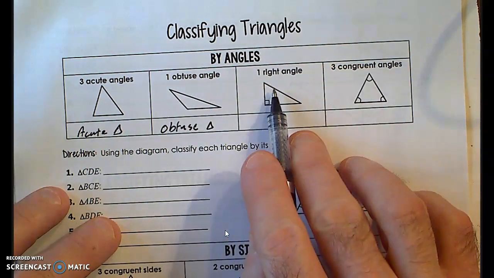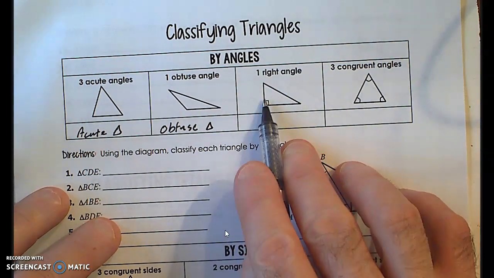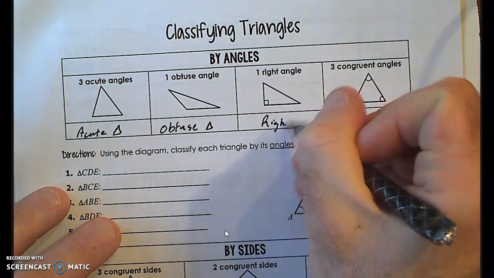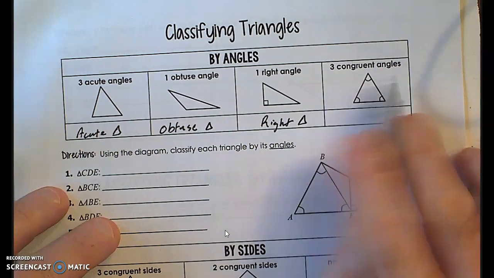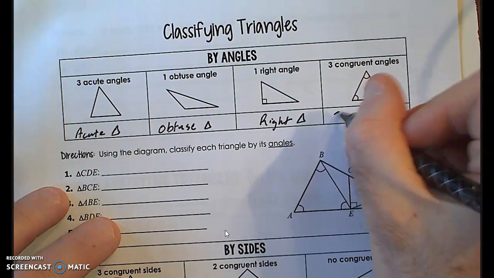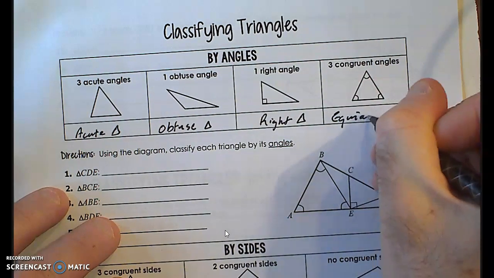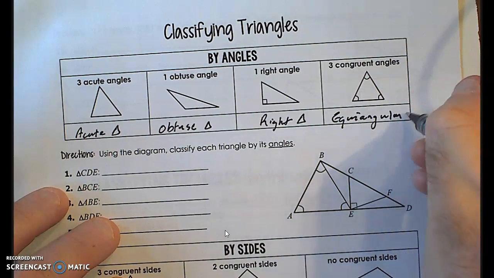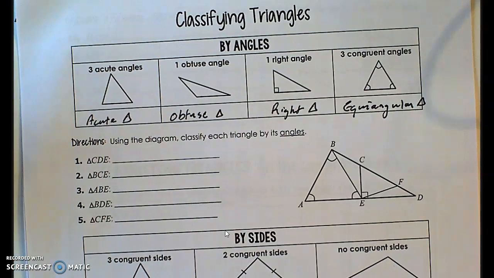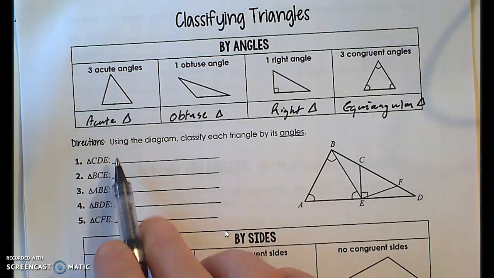Okay. A right triangle has one angle which is 90 degrees, indicated with that box over there. So that's called a right triangle. And here we have three congruent angles. So three congruent angles is called equiangular, right? This is an equiangular triangle. You've heard of equilateral. Equiangular just means the angles have the same measure.